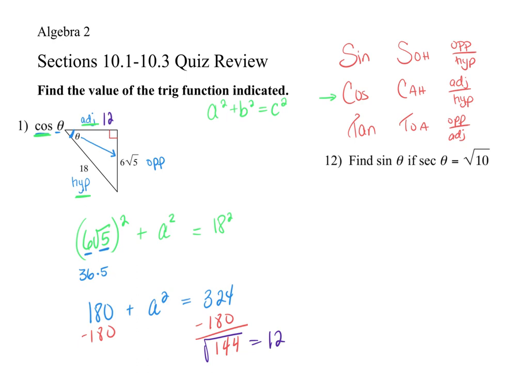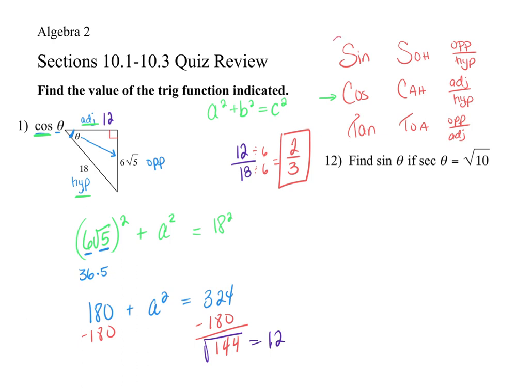So now I have my adjacent side, which is 12. I have my hypotenuse, which is 18. I am not done. Why am I not done here? Yeah, we have a number that goes into 12 and into 18. What is it? Yeah, so divide that top and bottom by 6. Always reduce your fractions. So my answer here is 2/3. What is the ratio between the adjacent side and the hypotenuse? That's 2 over 3.